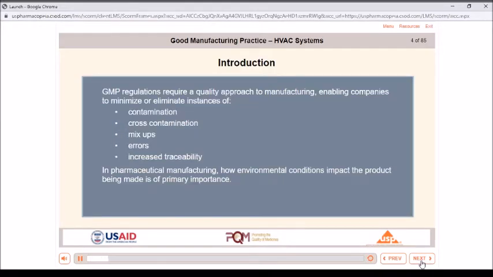Introduction. GMP regulations require a quality approach to manufacturing, enabling companies to minimize or eliminate instances of contamination, cross-contamination, mix-ups, and errors, and to increase traceability. In pharmaceutical manufacturing, how environmental conditions impact the product being made is of primary importance.